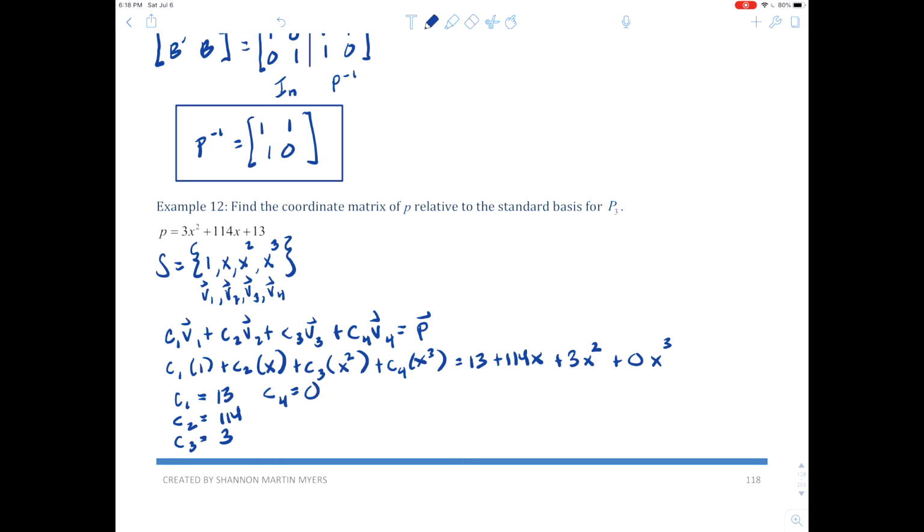So easy, it's hard, right? I mean, couldn't I have just written p as 13 plus 114x plus 3x squared plus 0x cubed, and then I would have found it because I wanted to find it relative to the standard basis. So the coordinate matrix of p relative to the standard basis will just equal 13, 114, 3, and 0. Groovy?